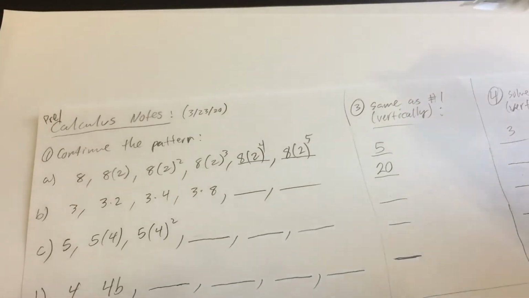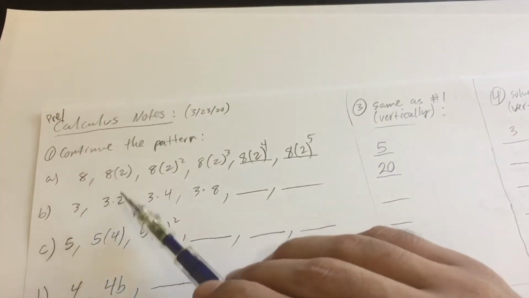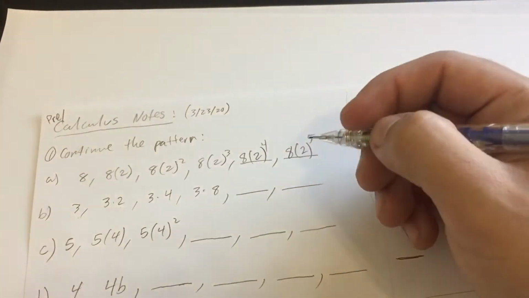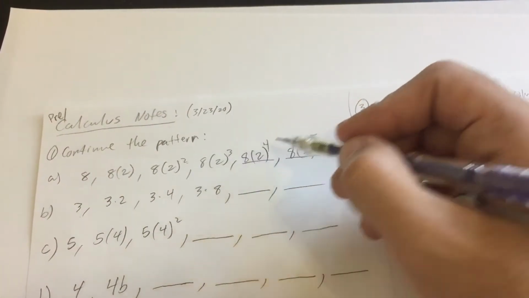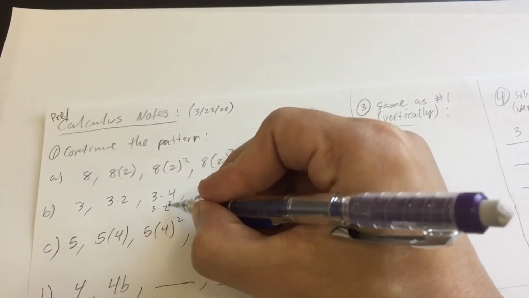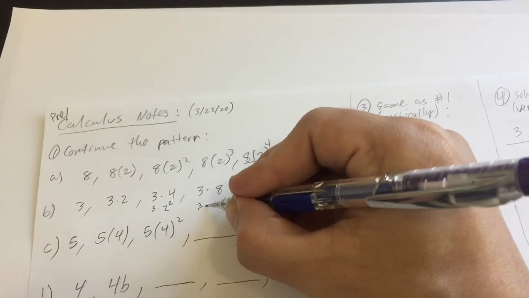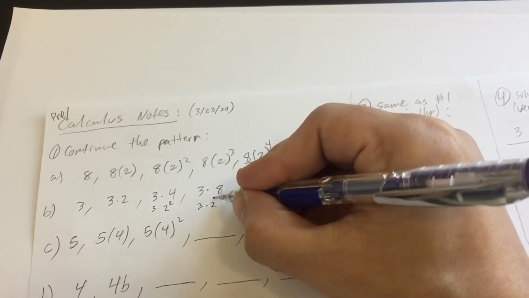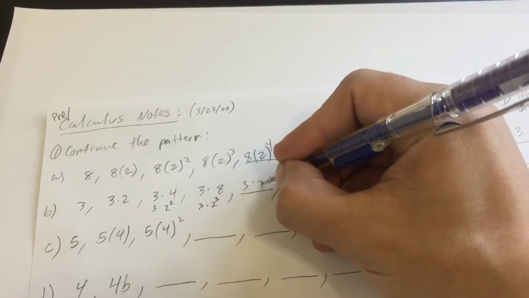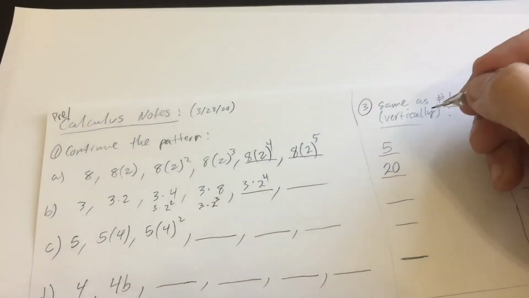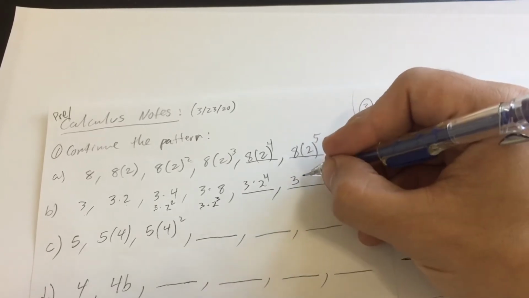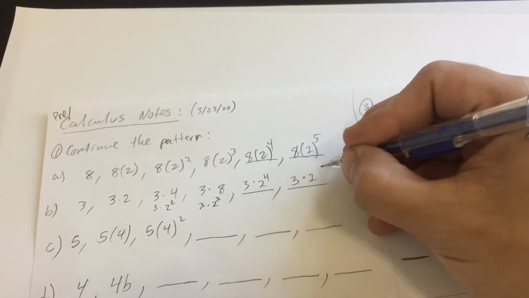Alright, 1B. The first term is 3. What's happening to that 3? It gets multiplied by 2. Then the 3 gets multiplied by 4. But I want you to think in an exponential way like before. This is 3 times 2. This is 3 times 2 to the second. This one is 3 times 2 to the what power? The third. And then the next one is 3 times 2 to the fourth, which is 3 times 16. And the next one would of course be 3 times 32, but let's represent it as 3 times 2 to the fifth.